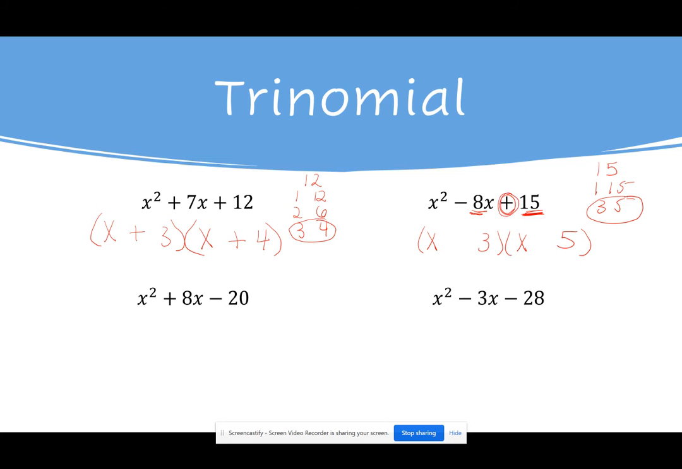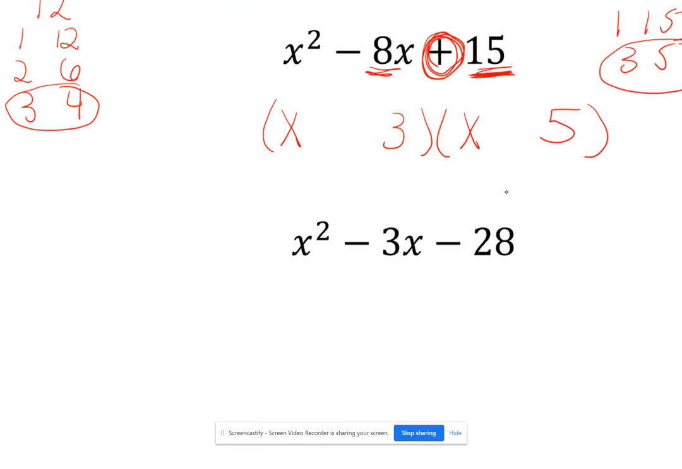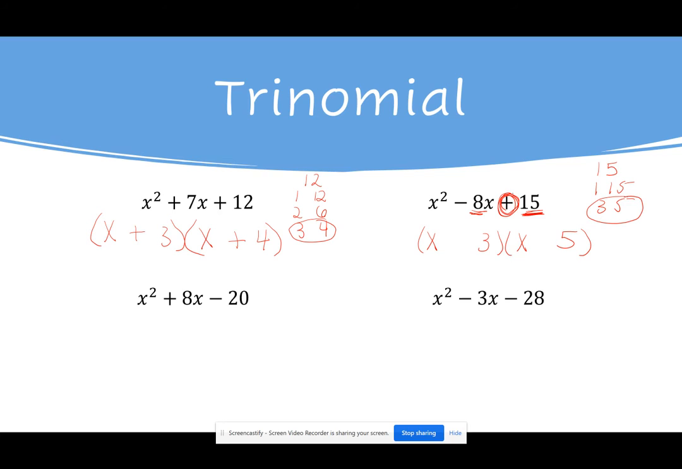Then our sign rules, when your last sign is a plus, they're the same signs. So you look back and they're both whatever that first sign is. So we get x minus 3 times x minus 5.